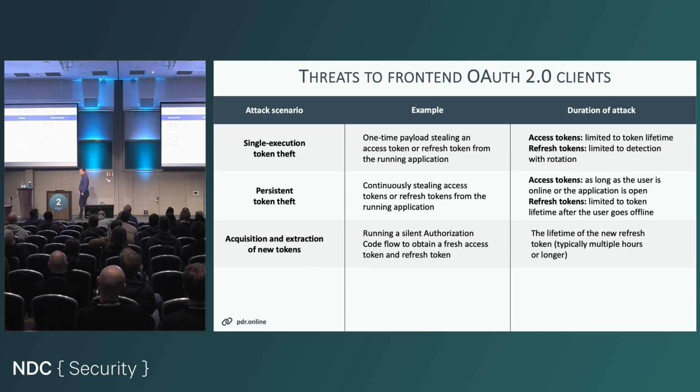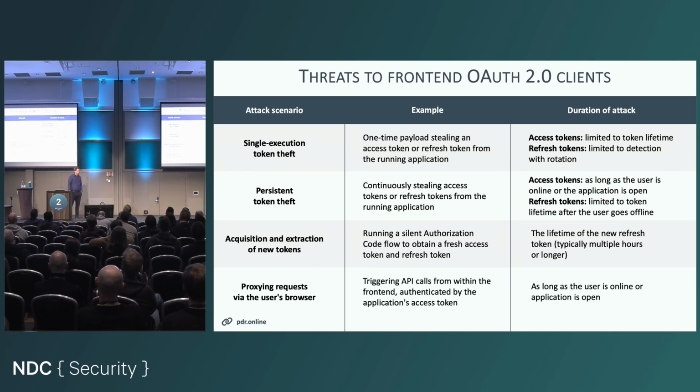And then the fourth one is a nasty one, proxying requests via the user's browser. This is basically client hijacking, right? The malicious code in the front end can send any request from within the user's browser. It can call the API with an access token. It can do anything it wants.